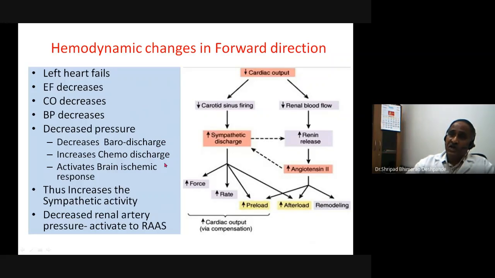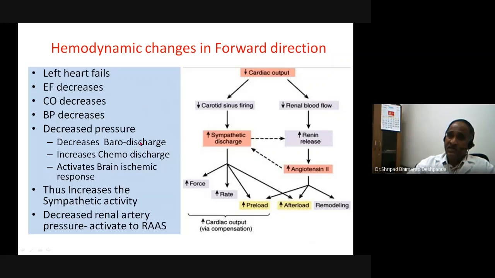Or if it is even a little higher, decreases a little more, then it would activate a brain ischemic response. Whatever it is, primarily it is the decreased baroreceptor discharge, which through the NTS will enhance the sympathetic discharge. That means a decreased carotid sinus firing will enhance this. It is a sort of a withdrawal of the effect.